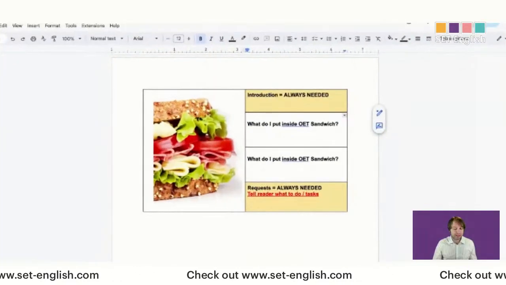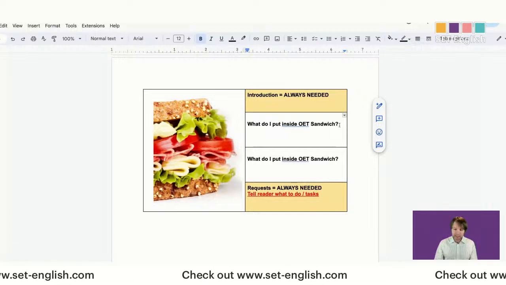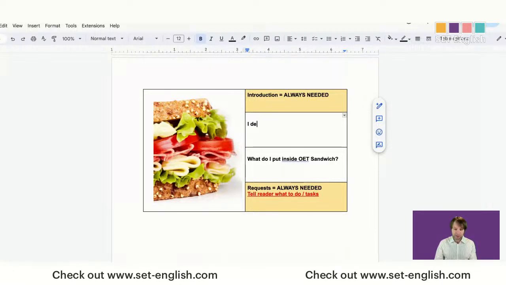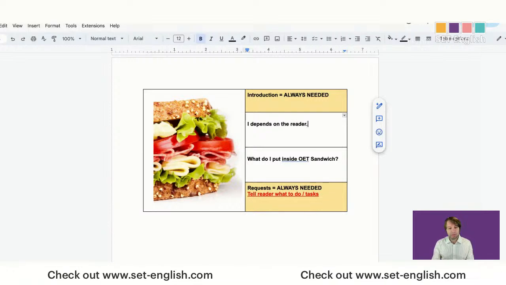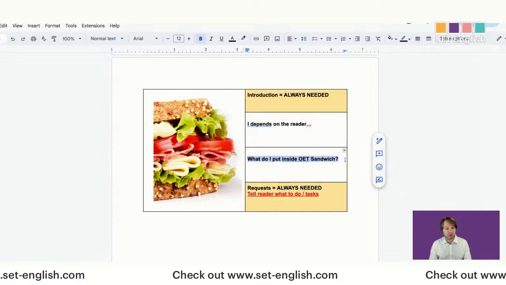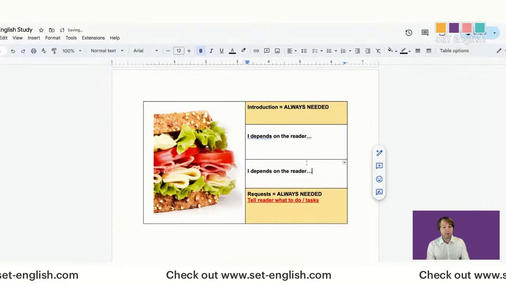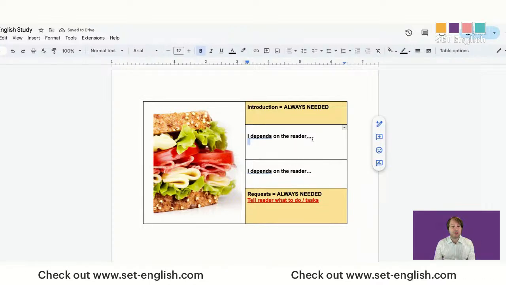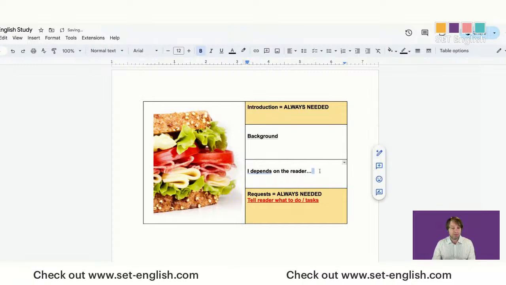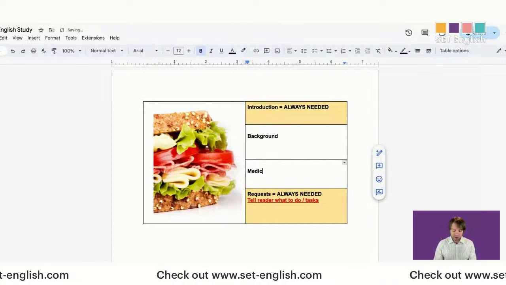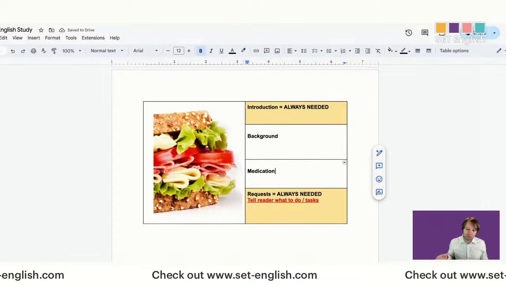The reason why I really like this idea is because what goes inside the sandwich depends on the reader. Of course it depends on the reader, right? So for example, one kind of sandwich might have a background paragraph here, and maybe in this one we might write medication, okay? Everything depends on the reader.